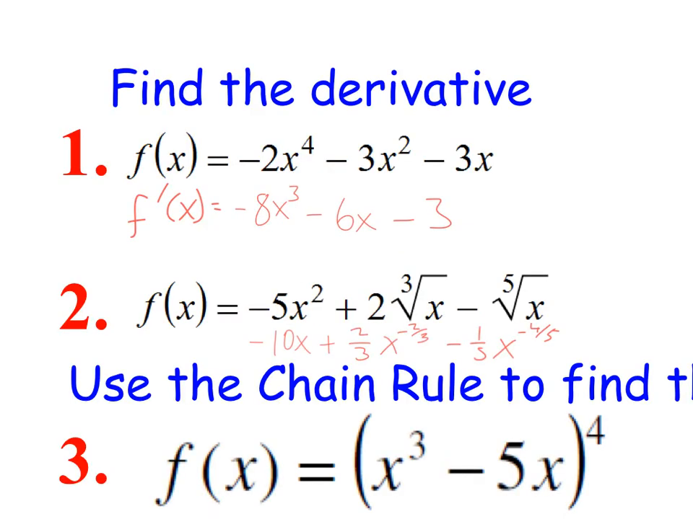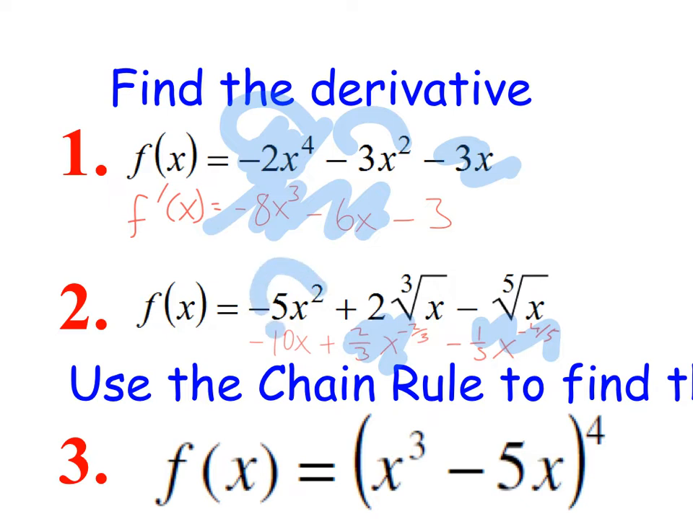So first, let's talk about the first and second one. They're just power rule ones. So you take the 4, bring it up front, you get negative 8x to the third. You take the 2 up front, you get negative 6x, and then this becomes negative 3. For this one, I did a little bit of mental math. I might have messed up right here, I don't know. But you will tell me. So 2 times negative 5 is negative 10.